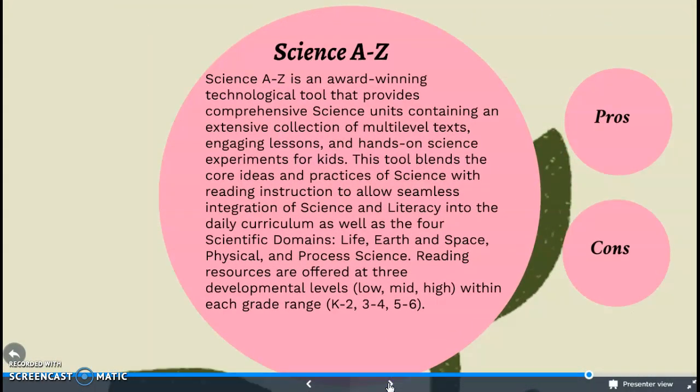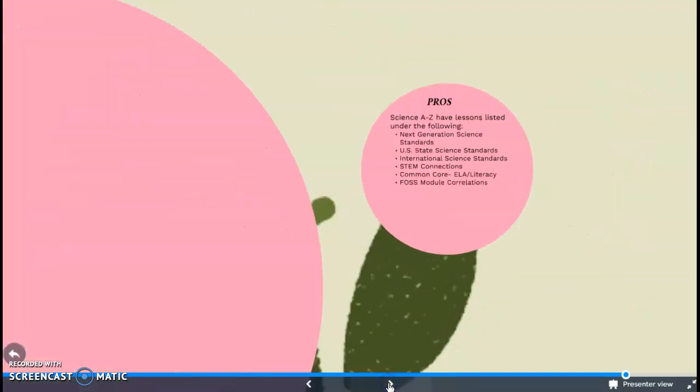And for my part 4, I selected Science A to Z. This particular program is a technology tool that you can use for science. It has all the tools. It has everything in there: all lessons, hands-on science experiments for the students. They also offer the 4 scientific domains: life, earth, space, and physical science. They have reading articles. They have it for the group levels for K through 2nd, and then 3rd through 4th, 5th through 6th. And I thought that was a good thing.